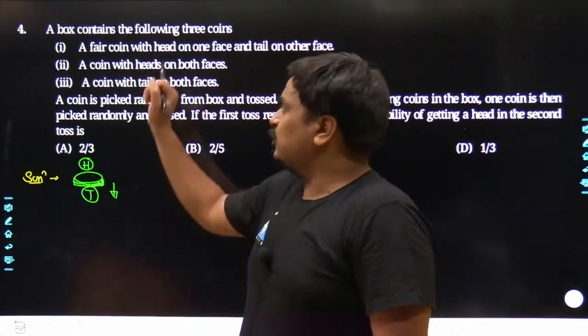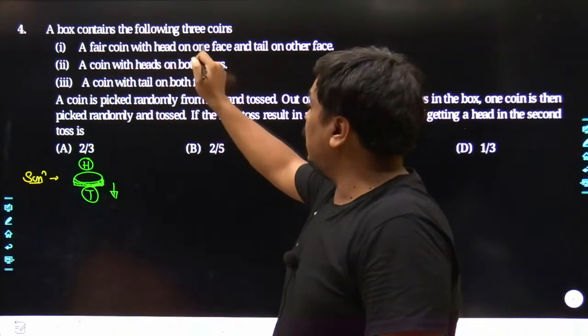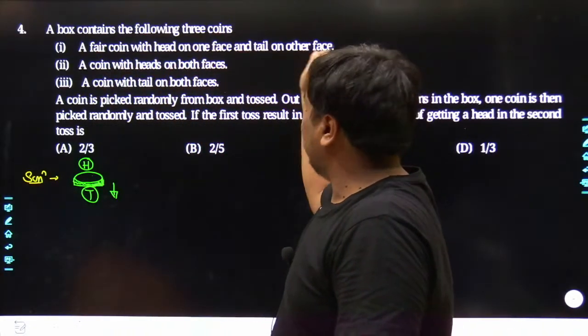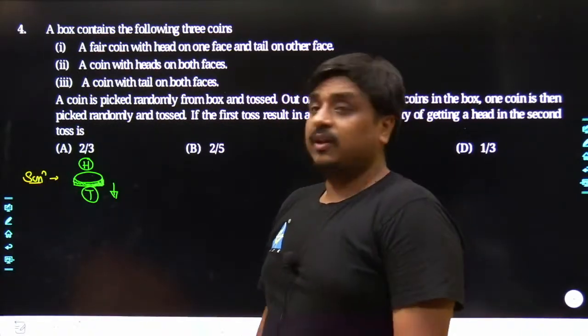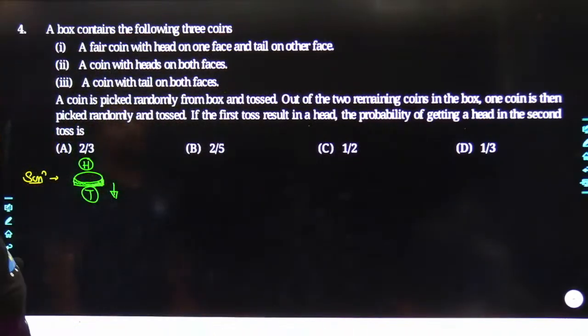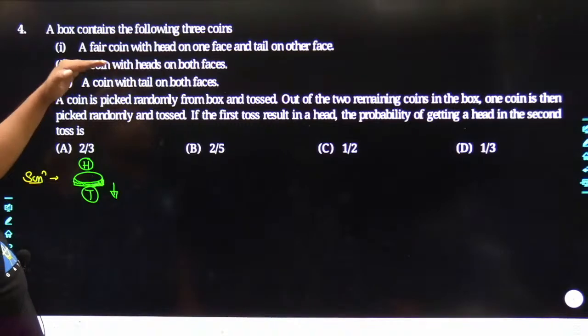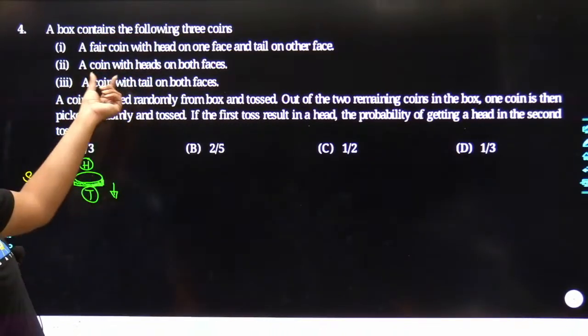But anyway, specifically in the first coin, it has been clearly said a fair coin with head on one face and tail on the other face. That means the probability for the occurrence of head as well as tail is the same. That's fine. A coin with heads on both faces means it is not a fair coin, it is an unfair coin, and both faces of that coin are head.